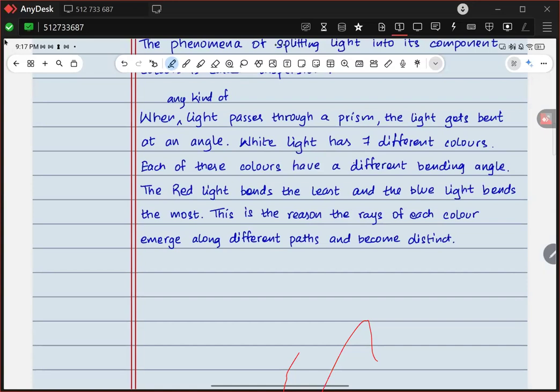So, Sudeep, can you tell me, if we can split white light into 7 different colors using a prism, can we do the reverse using a prism?